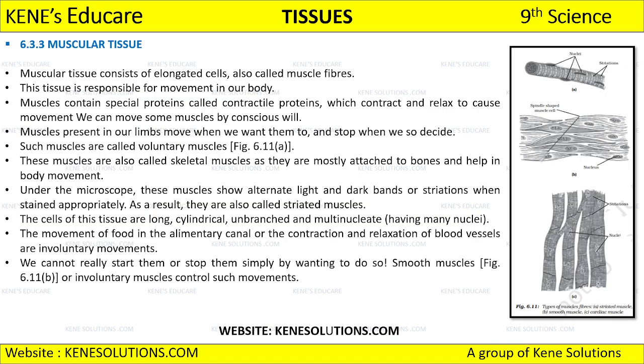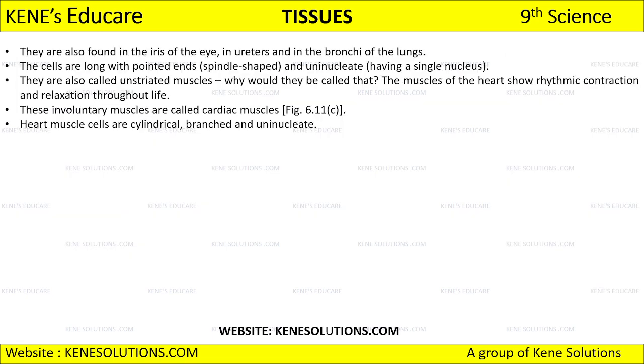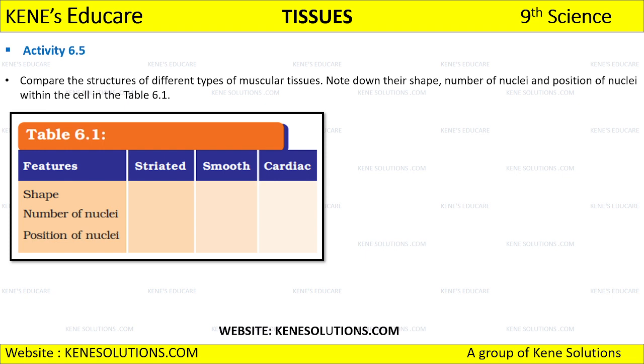In the next class I am going to start with muscular tissue in detail. We will study the different types of muscular tissue present in our body and the functions that they perform. After that we have activity 6.5, which we will discuss in detail, where three types of muscular tissues are given: striated muscular tissue, smooth muscular tissue, and cardiac muscular tissue.